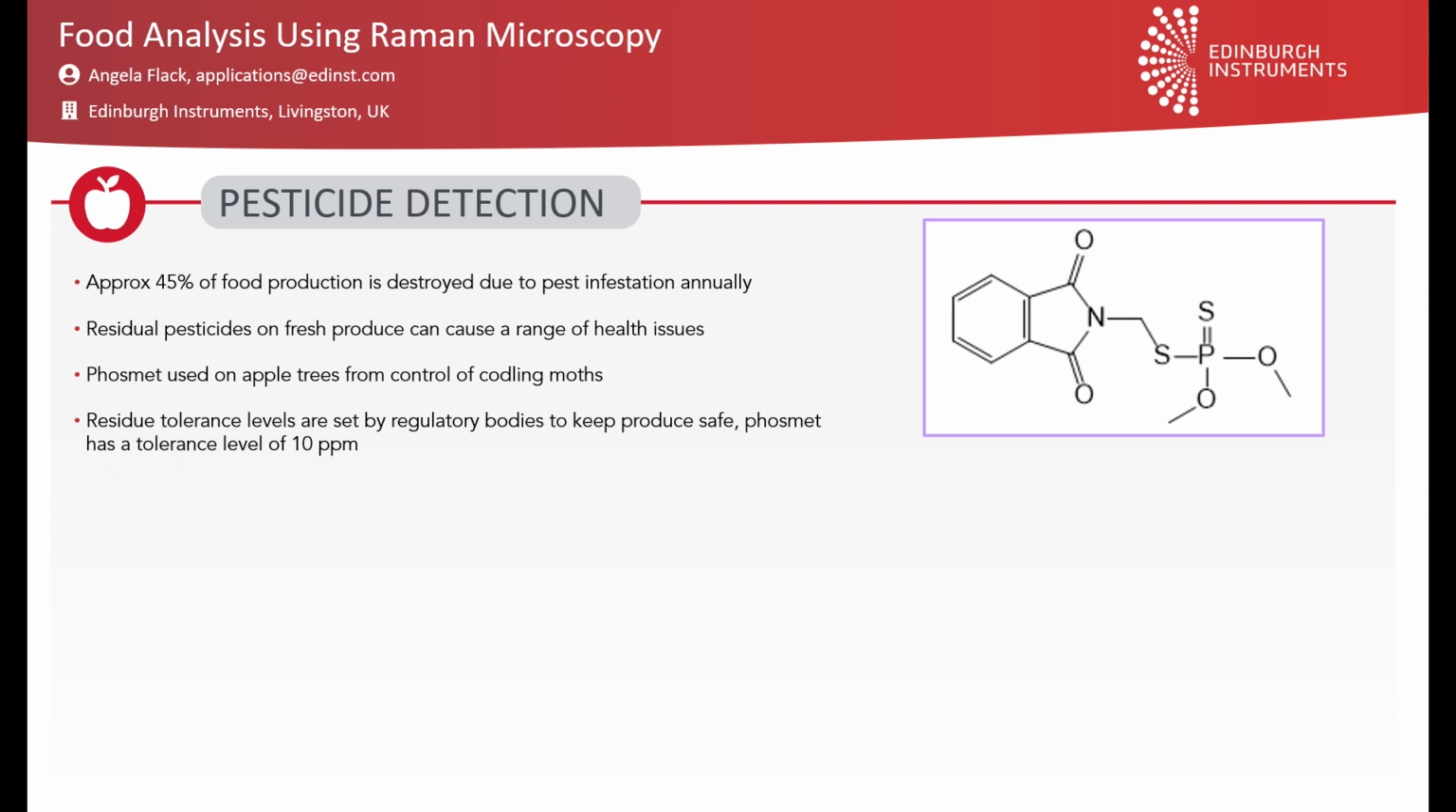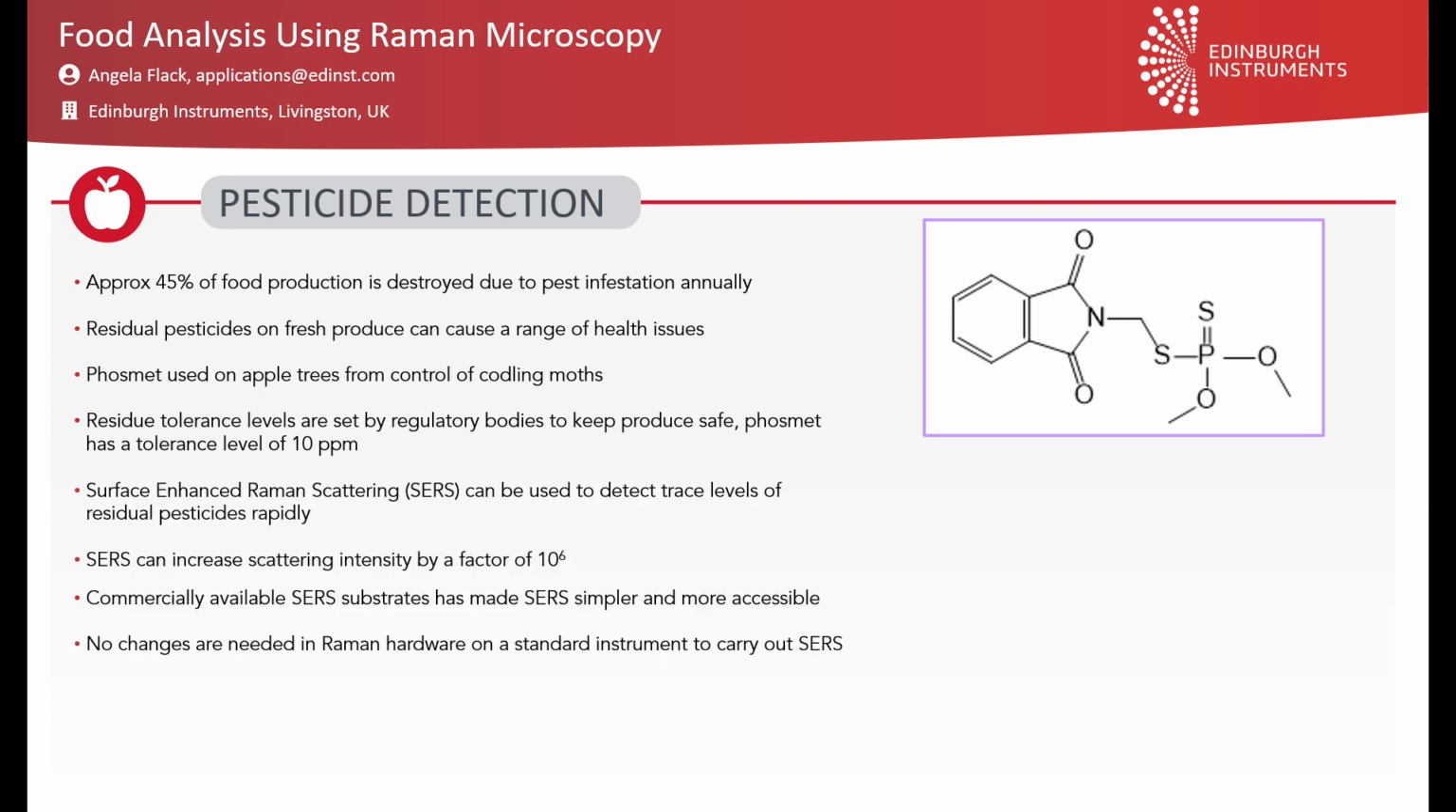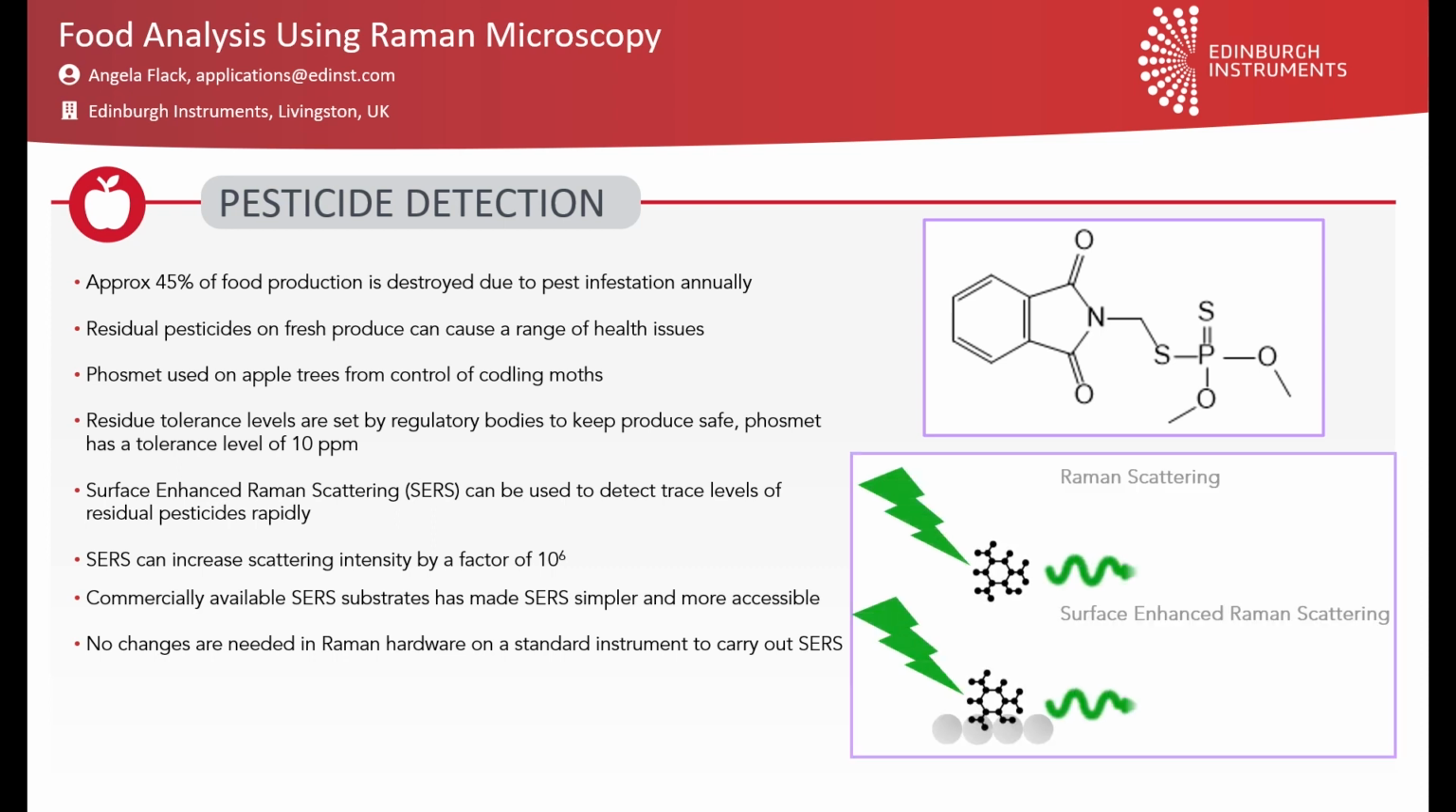As such, regulatory bodies have set safe tolerance levels for each pesticide. Fosmet has a level of 10 parts per million, or ppm. One technique which can be used to detect these low concentrations of Fosmet is surface-enhanced Raman scattering. SERS offers increased scattering intensity by using nanoparticles in close contact with the sample. There are many commercially available SERS substrates on the market.